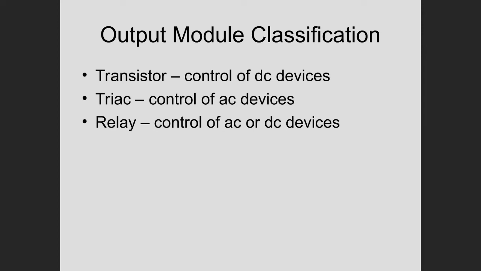If it's relay output, it doesn't matter. A relay can switch AC or DC. So you want to remember this slide: triac, transistor, relay. And what I'll probably ask on the quiz is, what kind of device can this particular classification control? You'll say, well, transistors can control only DC. A triac can control AC, only AC. But the relay can control either AC or DC devices.